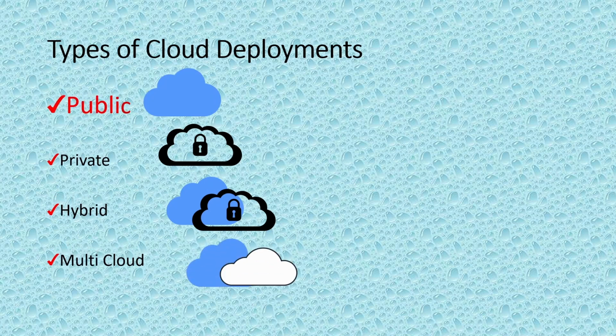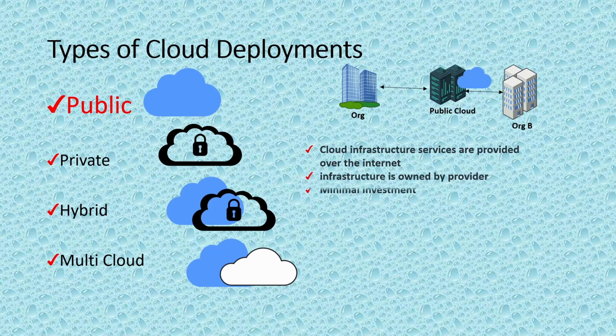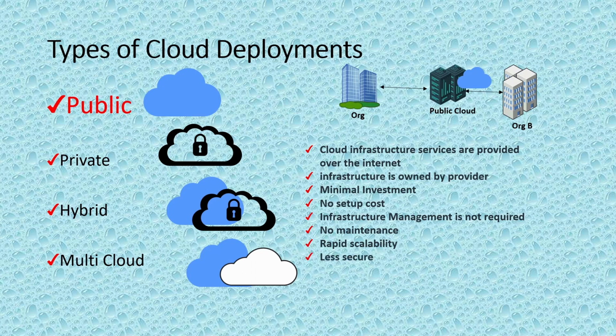Public cloud. In public cloud deployment model, the cloud infrastructure services are provided to the user over the internet. The user can access the environment from the browser through the URL and credentials. The infrastructure is completely owned by the provider. The advantages are minimal investment by the company and no setup cost. Infrastructure management is not required, no maintenance, rapid scalability, but this cloud deployment model type is less secure as it is open to general people. Also, the hardware might be shared by different organizations. The cloud provider is responsible for security.